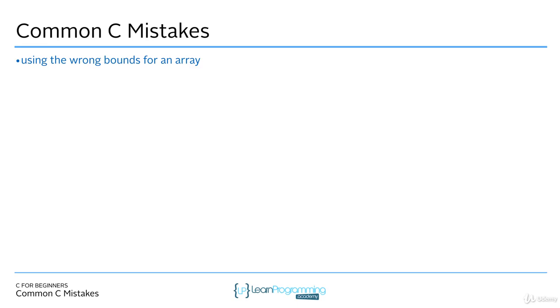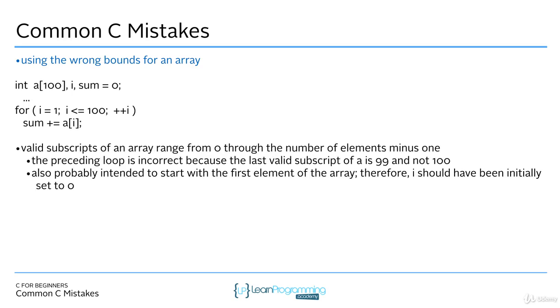Using the wrong bounds for an array, an out of bounds exception. Here we're declaring an integer array of size 100, and then a couple variables i and sum, with only sum being initialized. And we go through our loop, and we say for i equals 1, i is less than or equal to 100. That's incorrect, because the size of 100 means that there are 100 elements in the array. But arrays are zero-based, so the first element is 0. The max index that you can assign or access in the array is 99.